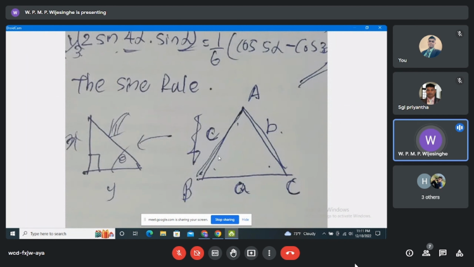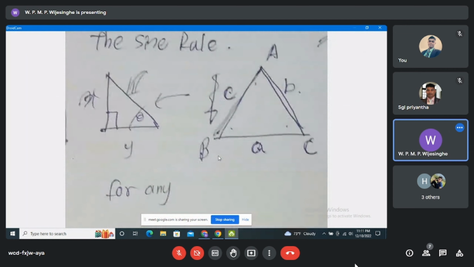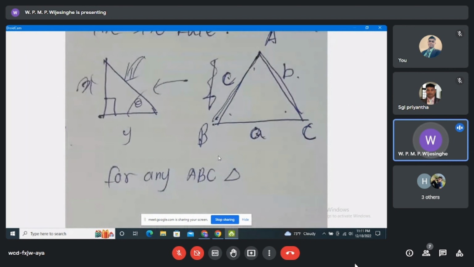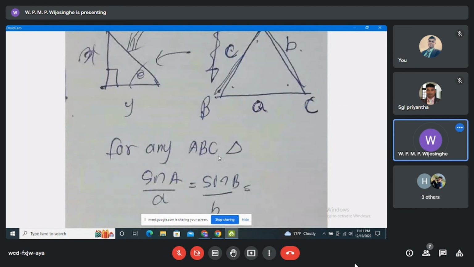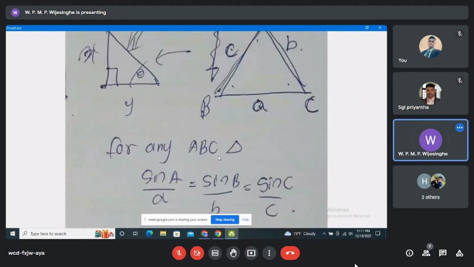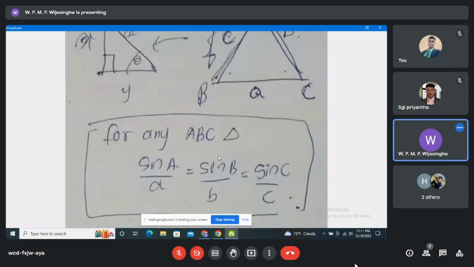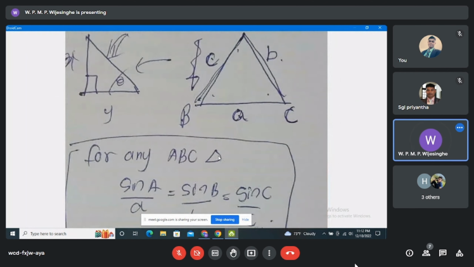The sine rule is for any triangle ABC: sine A divided by a is equal to sine B divided by b is equal to sine C divided by c. This is the sine rule. So if you are given any kind of triangle, it may be a right angle triangle, obtuse angle triangle, or acute angle triangle, this rule can be applied.